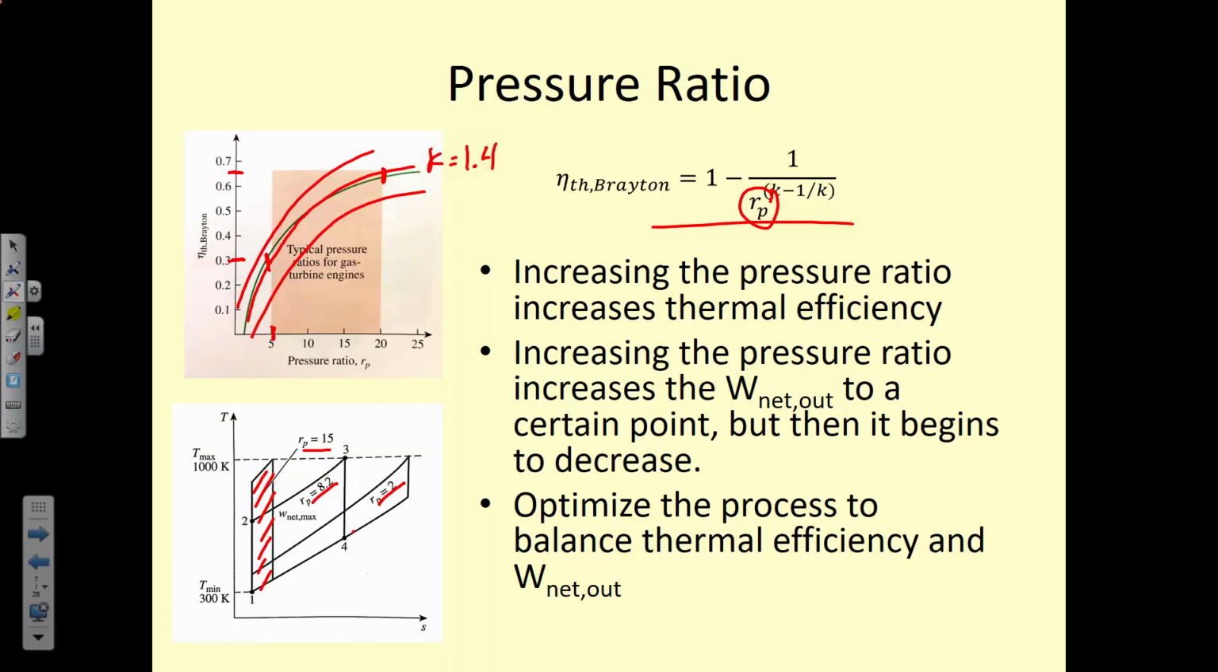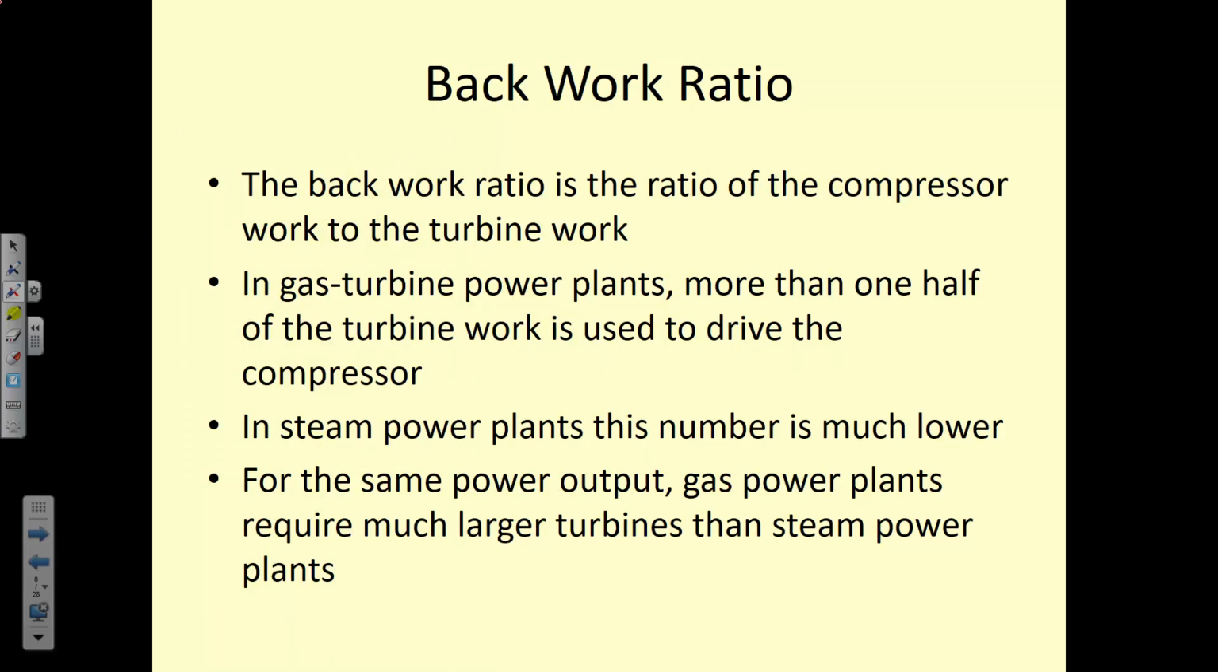So again, it needs to be balanced and optimized. The back work ratio is the ratio of the compressor work to the turbine work. In other words, how much work from our turbine is going back to power the compressor. In gas turbine plants, more than half of the turbine work is used to drive the compressor, and in steam power plants, that number is significantly lower. So again, there are advantages and disadvantages to both, and we'll talk about both.